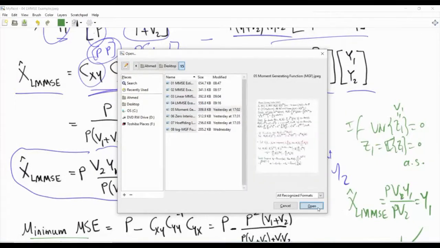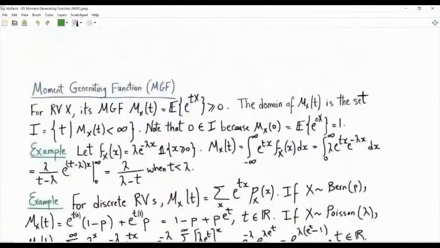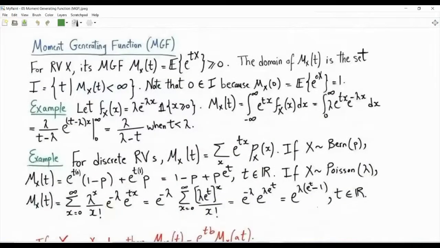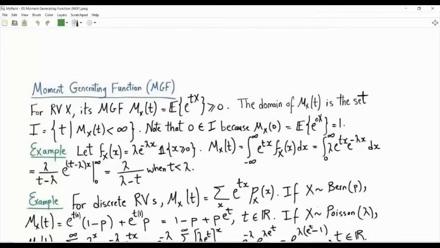Okay, let's go now to another topic, the moment generating function. We will see why it's called the moment generating function, but for now it is an expectation. We have a real parameter t, so t belongs to R, and then we compute the expectation of e to the tX. So the moment generating function of random variable X is the expectation of e to the tX.